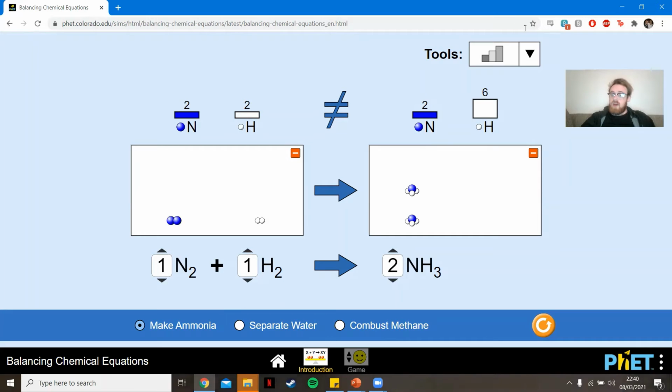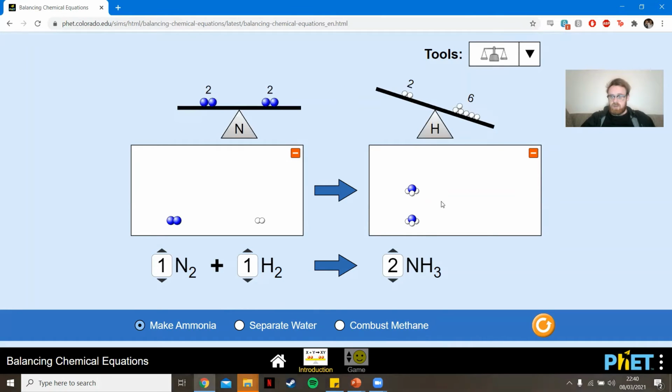Suddenly we now do have, let me go back to the scales because they're better to visualize it. Okay, so if it's unbalanced here, if we have a second NH3, suddenly the nitrogens are balanced. Amazing. That's what we want. 2 nitrogens before and after the reaction, there's still 2 nitrogens.